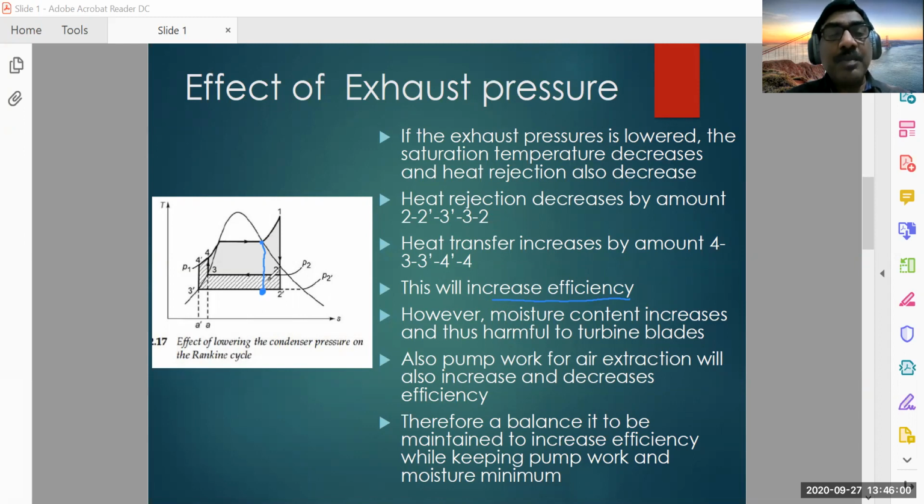So to avoid that, what we are doing is superheating the steam. We are adding more heat and then expanding so that we get a lesser moisture content after expansion. The moisture content is defined by this particular quantity.